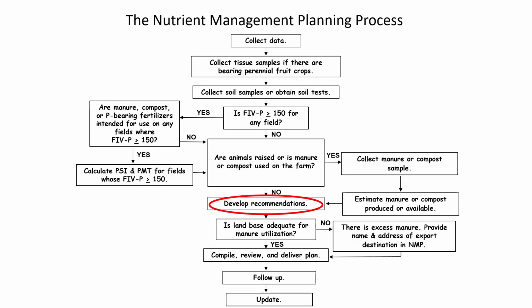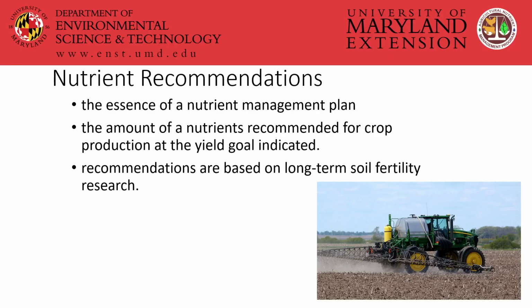So now we've got all our information: we've got manure, we've got what's in our soils and our tissues. Now we can develop recommendations. This is the essence of the nutrient management plan, kind of what we've done all this other stuff for, is to give the farmer the amount of nutrients that they need to apply or can safely apply without expecting to lose a lot of extra nutrients to the environment.